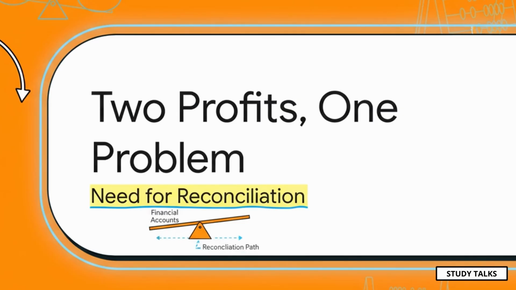And because these 2 sets of books are made for different reasons with slightly different rules, it's totally normal for their final profit figures to be different. Our job isn't to fix a mistake. It's to explain the difference and prove that both books are actually correct.